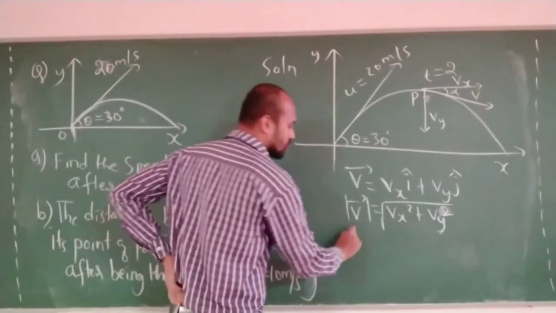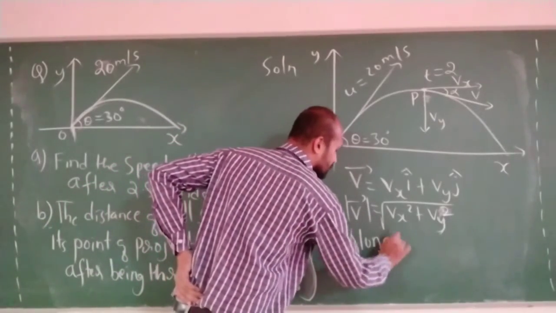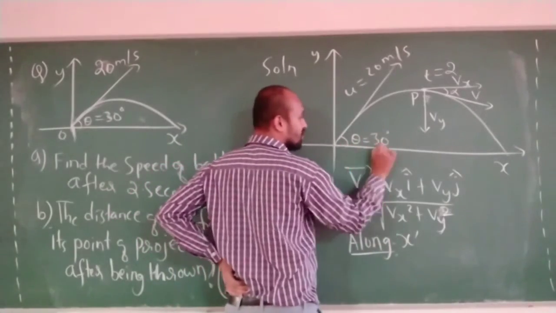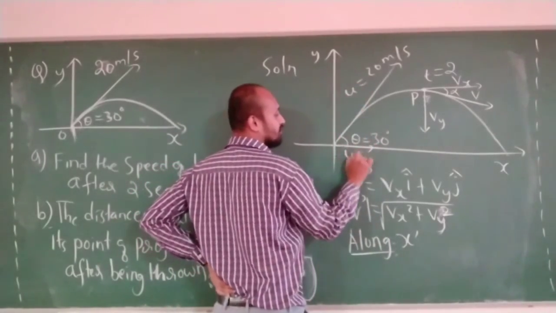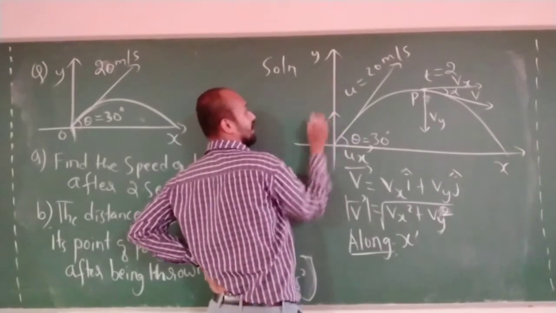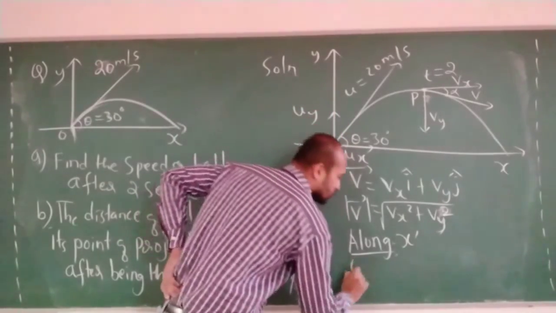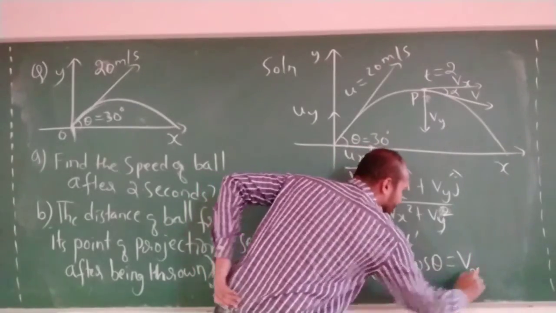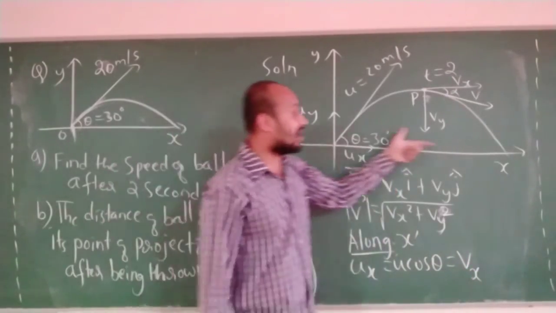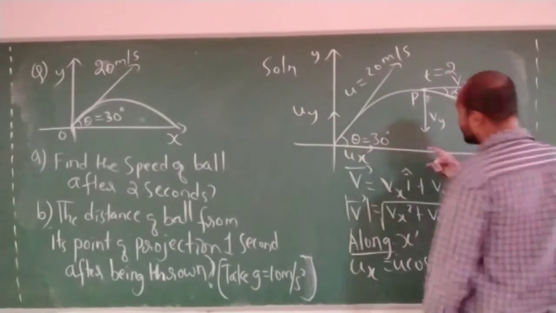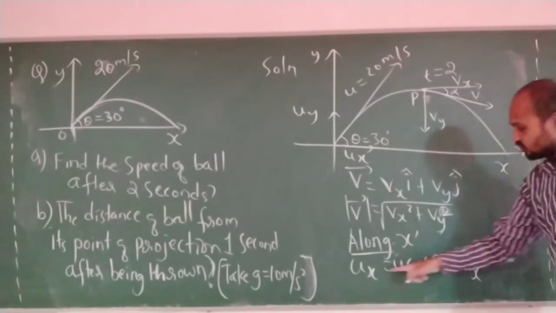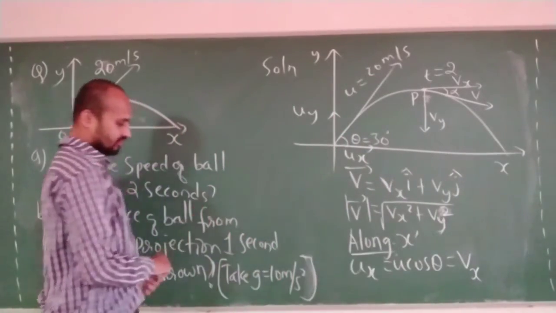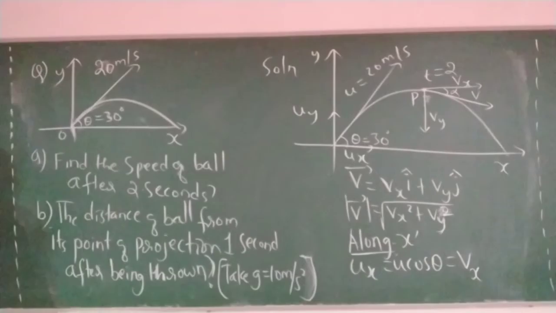Now it is our job to find vx and vy. Along x, forget about y, along x, what is the initial velocity? Ux. Along y, it is uy. Ux is equal to u cos theta, which is nothing but vx only, because along the x-axis there is no acceleration acting, so the velocity remains constant. Ux will remain as vx.